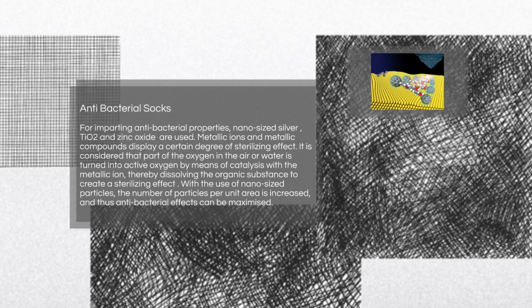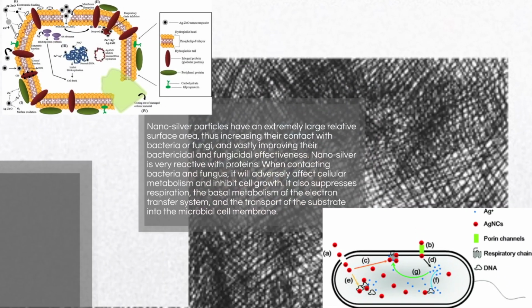With the use of nano-sized particles, the number of particles per unit area increased, and the antibacterial effect can be maximized. Nanosilver particles have an extremely large relative surface area, thus increasing their contact with bacteria or fungi and vastly improving their bactericidal and physical effectiveness.